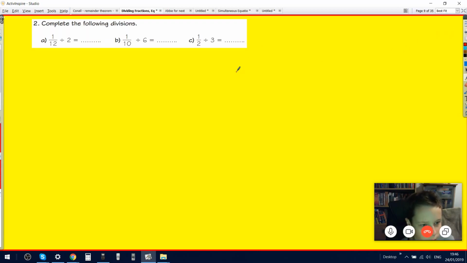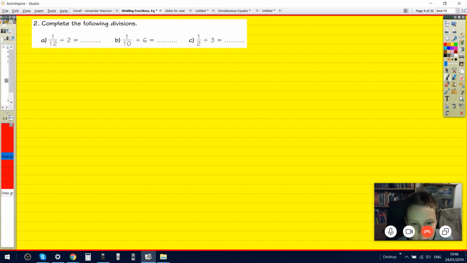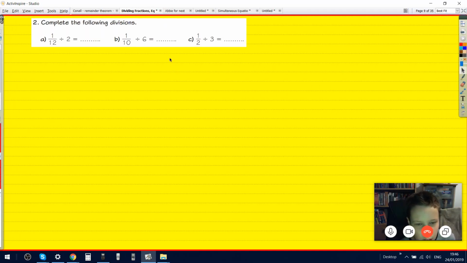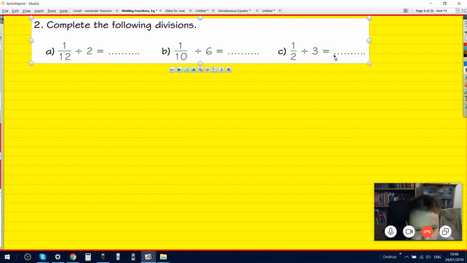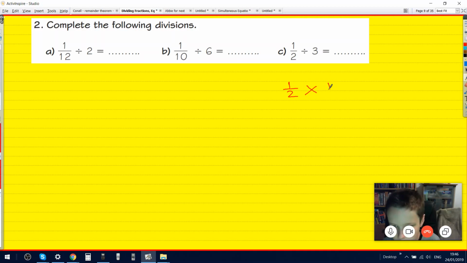What would be the last one, part C? Part C, so complete the following divisions. So part C is 1/2 divided by 3. Again, we could use the flip, change, keep method. So you would keep the 1/2, turn the divide sign into a times sign, and flip the 3 to make 1/3. So 1/2 times 1/3 equals 1/6.